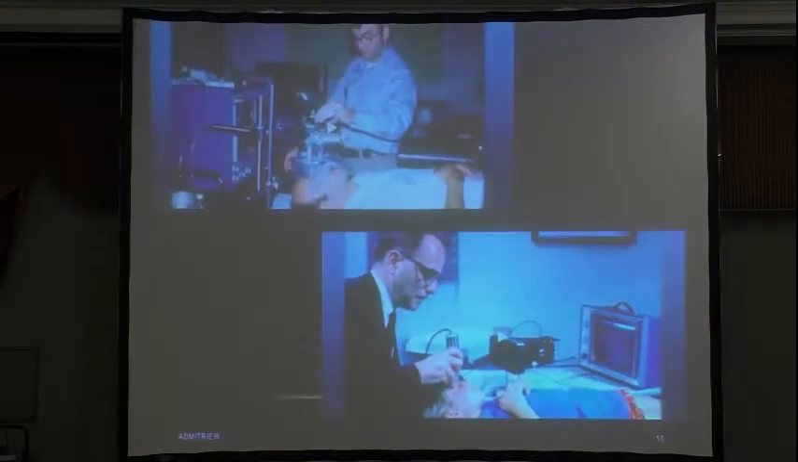So I was very happy to see the early ultrasound scans, not only from the West, but also from Russia or Soviet Union at that time, that basically the experiences were more or less the same, so the water bath.